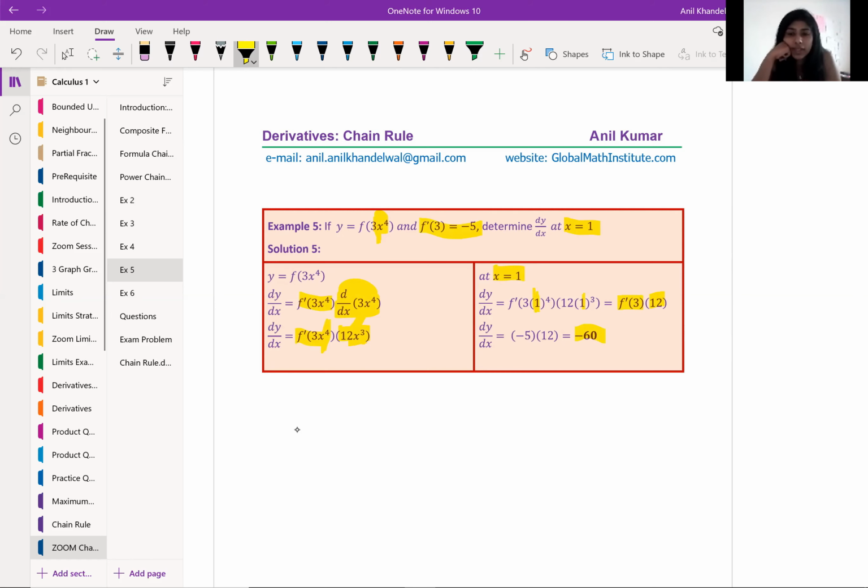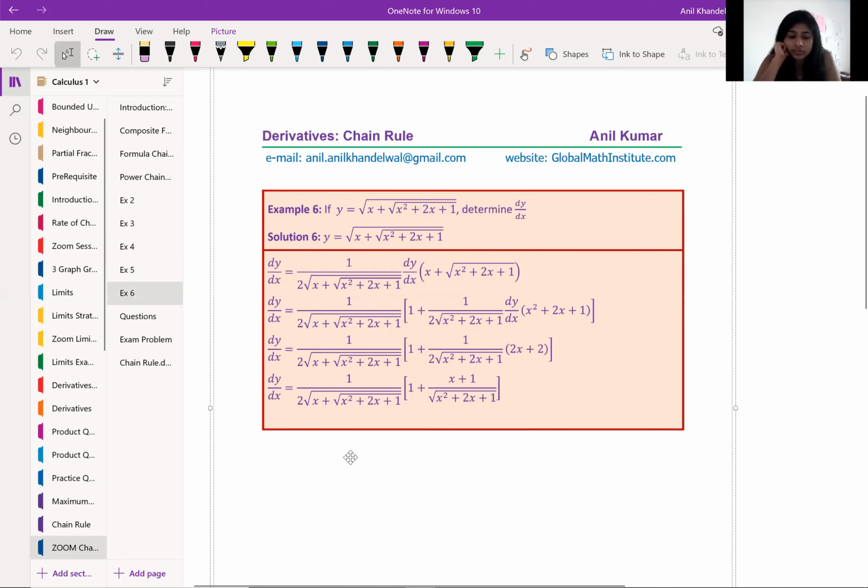In my example, I've only given you the value of f prime 3. In the test papers, they could give you value of f prime 1 also. So don't get confused. You should know which one to pick, okay? It's very important to understand what exactly to pick from here and then get the right answer. So it could be tricky.